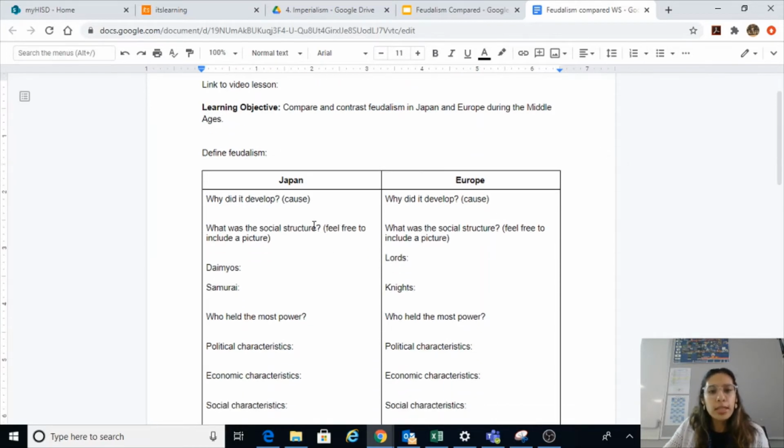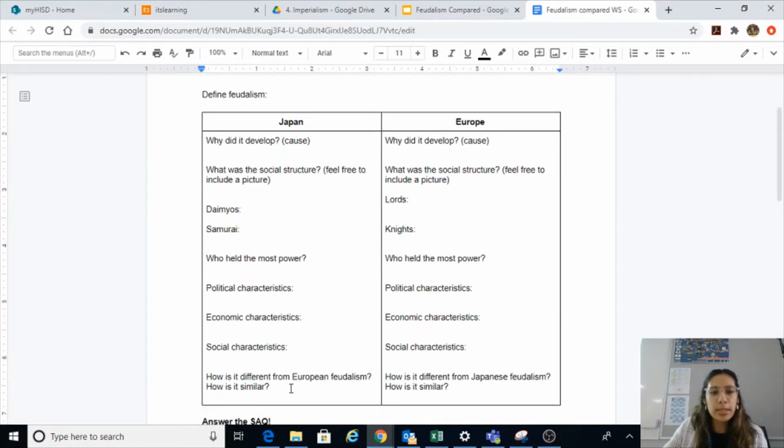Next, I'm going to give a short, very brief review of feudalism in Japan and Europe, and I'm going to follow this outline. What I want you to do is, in your document, take notes on each of these sections as I go through the lecture. The PowerPoint will not be available to you. It will be just me doing my thing here.